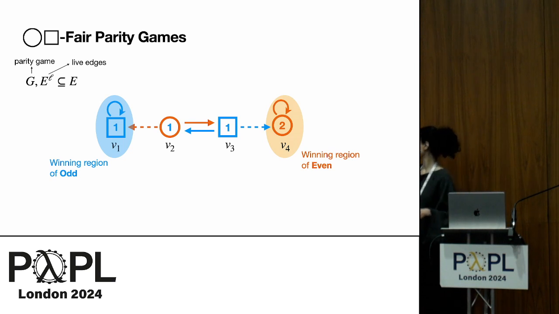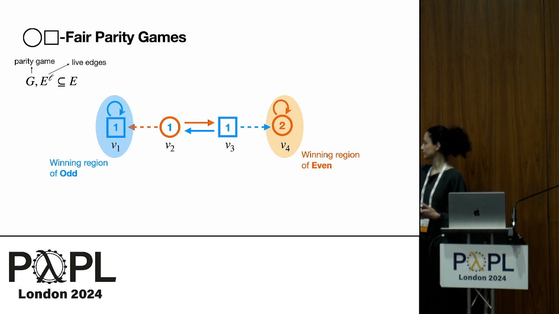So this node is won by even, because any play that ends here does not see a live vertex infinitely often, so it is trivially fair play, and the parity condition decides who wins, and it's 2, so the even player wins, and on the other hand, the odd player wins.